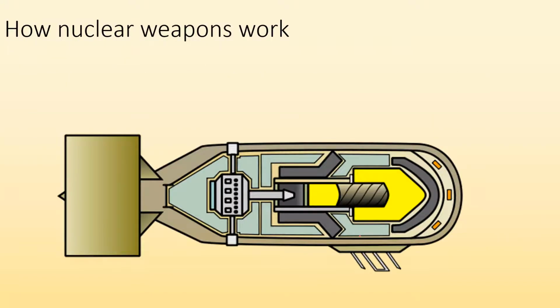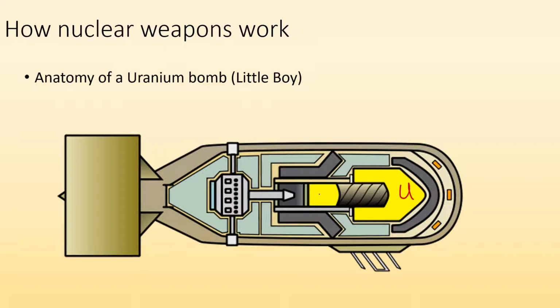So how do nuclear weapons work? Well, here is an overly simplified schematic of the uranium bomb Little Boy. So you can see the uranium is in the yellow, and you can see it's been split up into two subcritical masses. So basically, if I were to combine these two together, then I would get the critical mass.